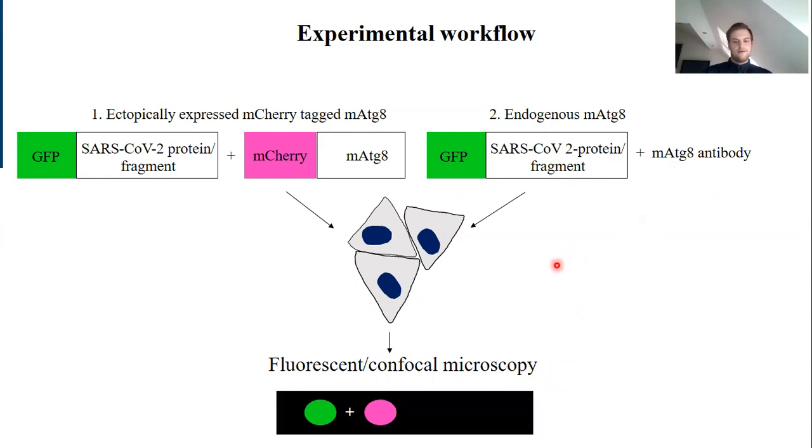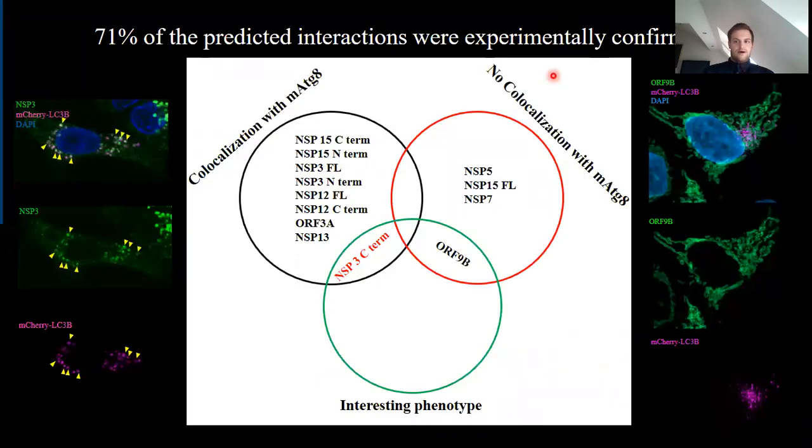If the proteins did not colocalize, what we have seen were single green dots and magenta dots. If they colocalize, what we have seen were white dots. So our analysis showed 71% real interaction. So we experimentally confirmed our predicted interactions.